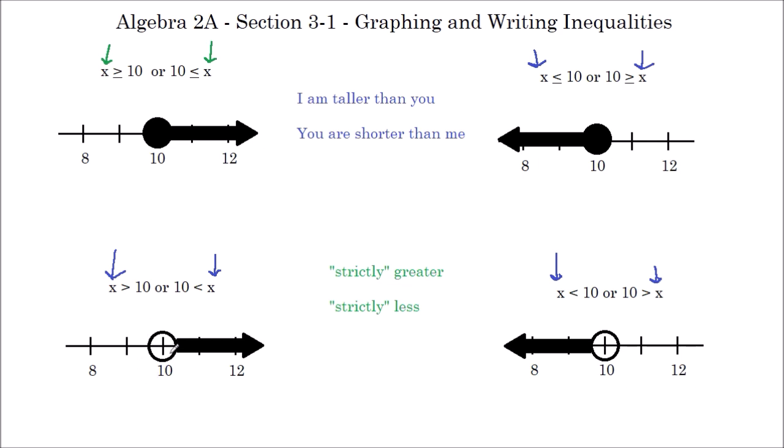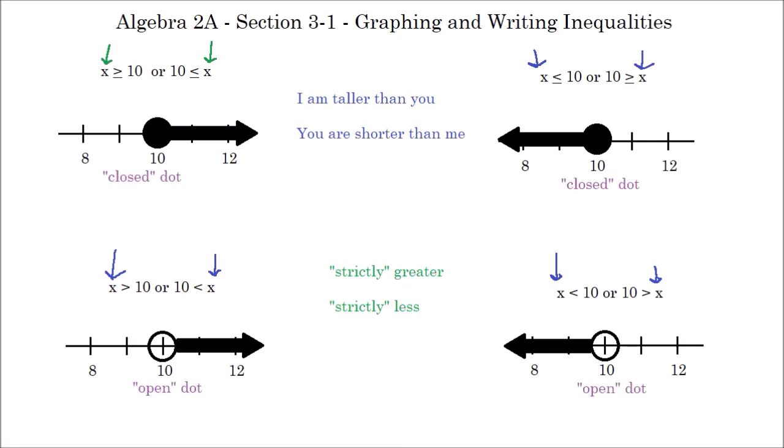We have the circle at 10. 10 is still my reference number, but it's not filled in. So that shows that 10, even though it's the reference number, even though it's what we're comparing our variable to, it is not okay for the variable to equal 10. 10 is not a solution. Anything maybe greater than 10 here or anything less than 10 over here works, but 10 itself does not work.